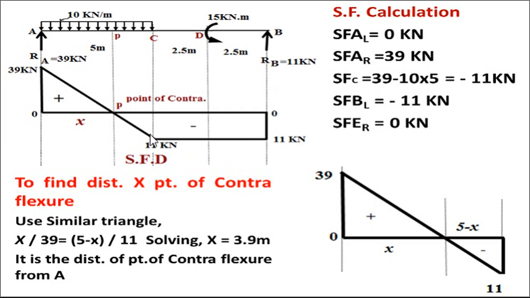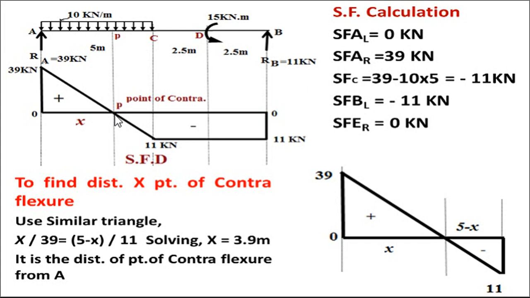But you observe the shear force diagram. Here the shear force diagram changes its sign. Okay, positive, negative. Wherever the shear force diagram changes sign, that point P is called the point of contraflexure. Where there is a point of contraflexure, shear force is 0, bending moment is maximum.